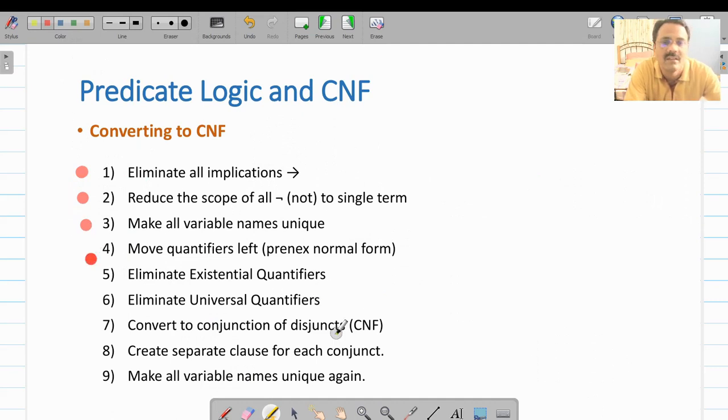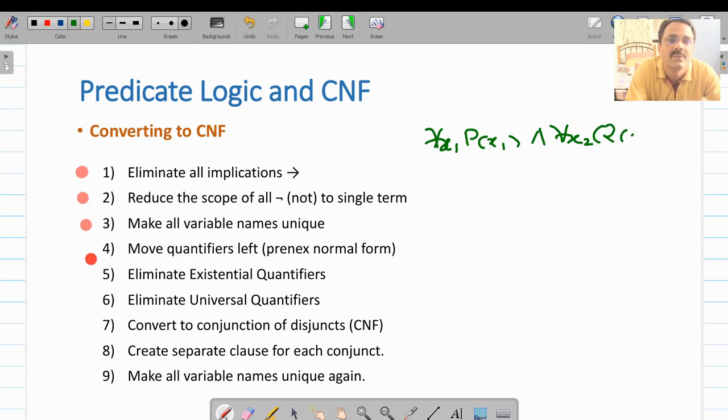Fourth step. Now in the last step we have said, here you have standardized variables, so you can have something like this: for all x1, P of x1, and for all x2, Q of x2. So move all quantifiers to the left. Here there are for all quantifiers. So what we will do, we will move them to the left hand side. Since you have standardized variables, if you change their place, that will not change the meaning of the sentence.